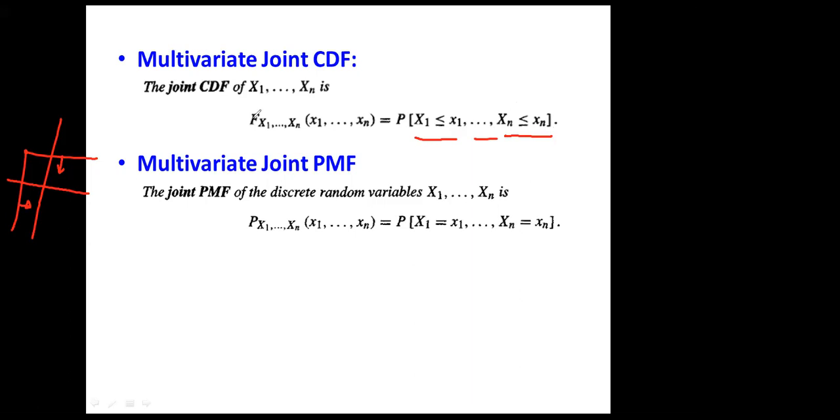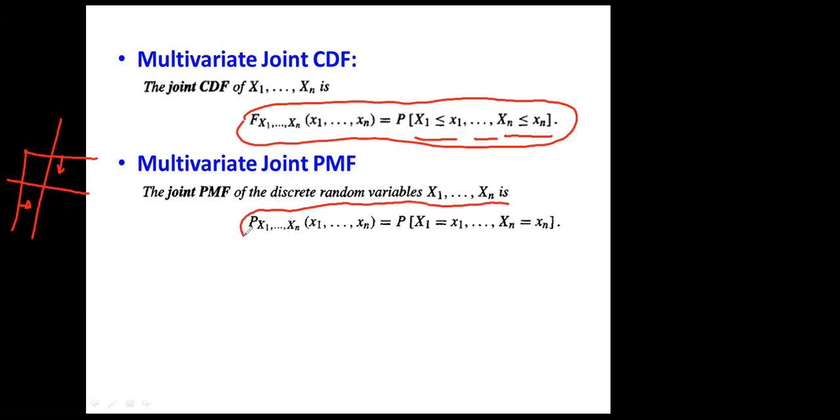So this is a multivariate joint CDF. Now the joint PMF. Look at this PMF. It's a similar kind of thing, but previously it was less than, and now it will be equal to: X1 equal to x1, Y1 equal to y1. So actually we are pointing to a particular point. That one was a particular area, now we are talking about a particular point. So this can be a joint PMF.